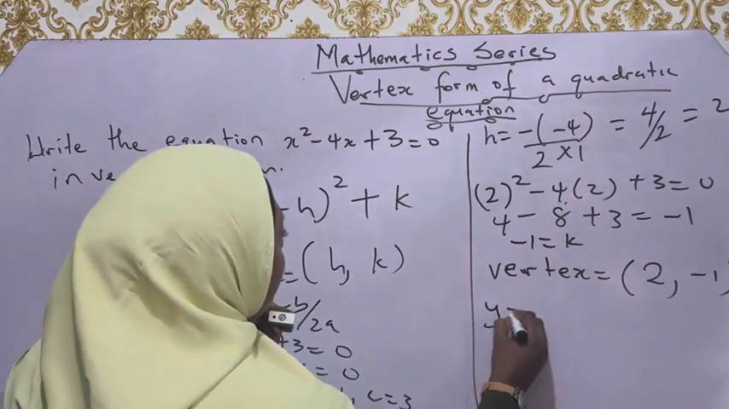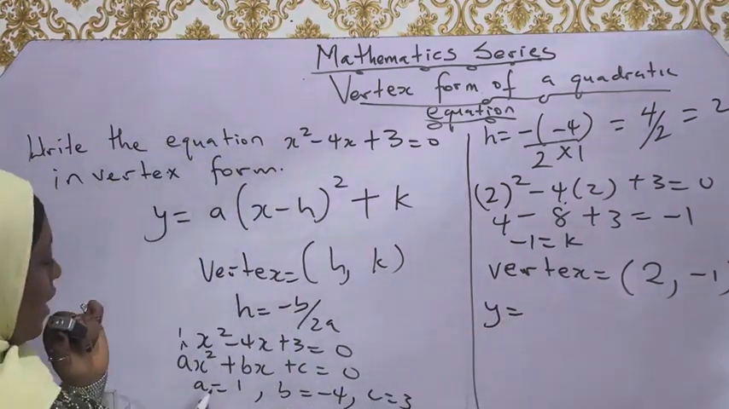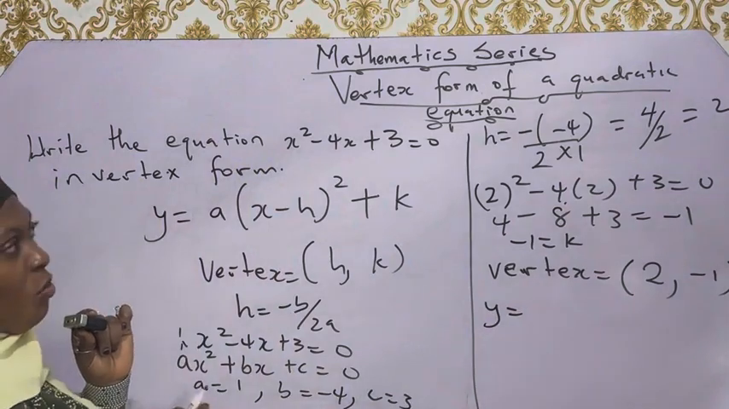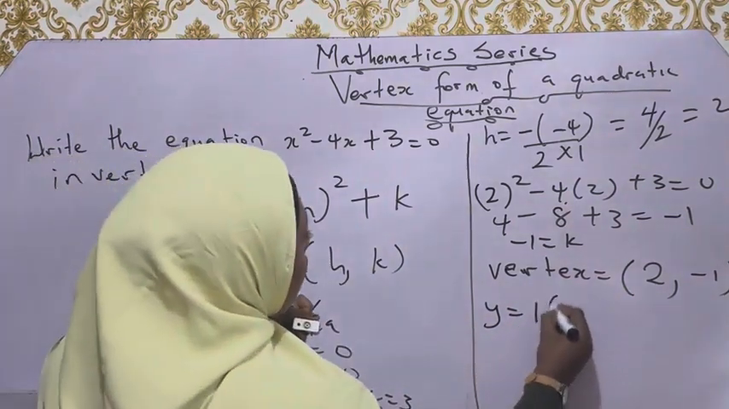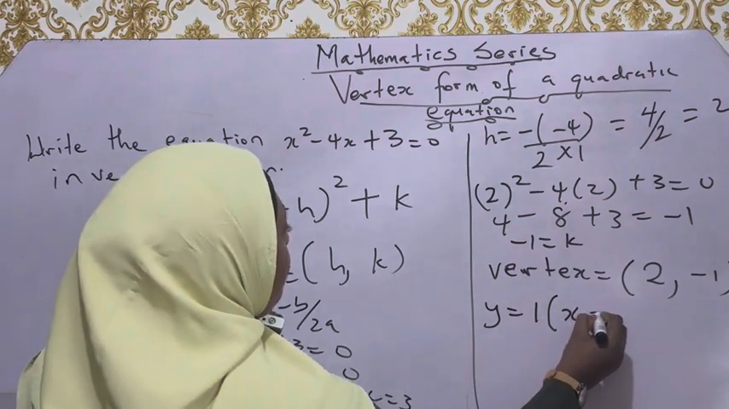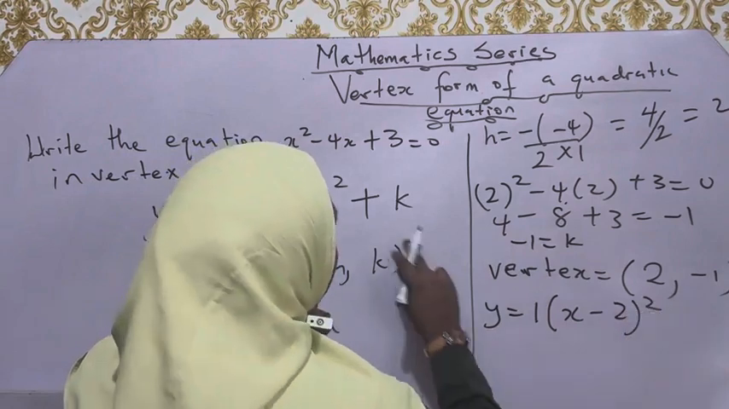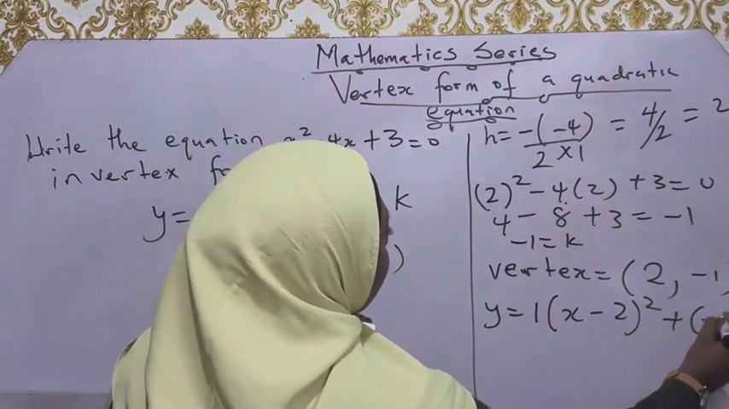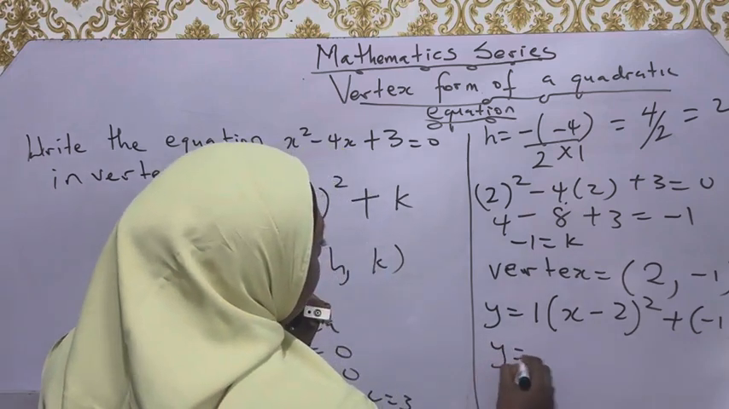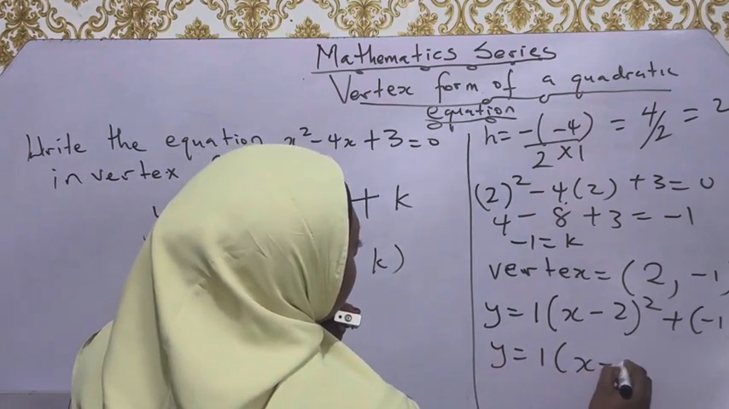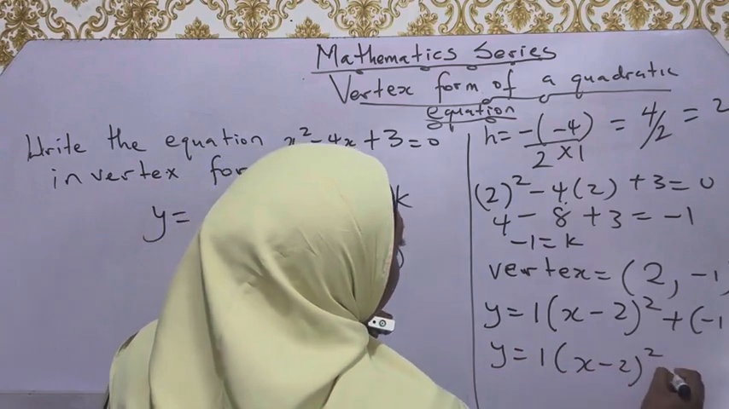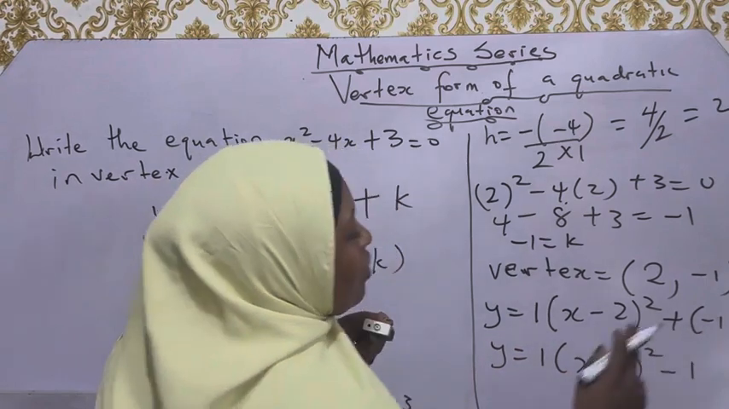That will be y equals a. Now we got a to be 1, the coefficient of x squared, which is 1, into bracket x minus h, which is 2, squared, plus k, which is negative 1. So y equals 1 times (x minus 2) squared minus 1, because plus times minus is minus.